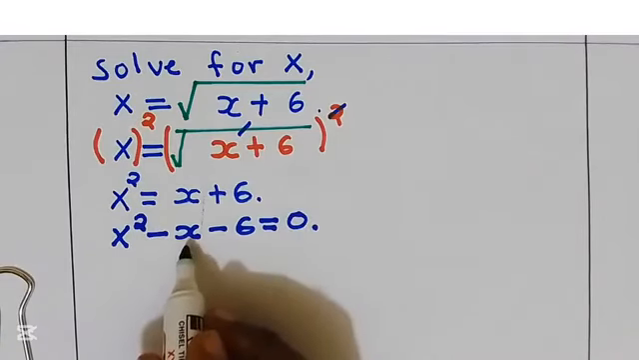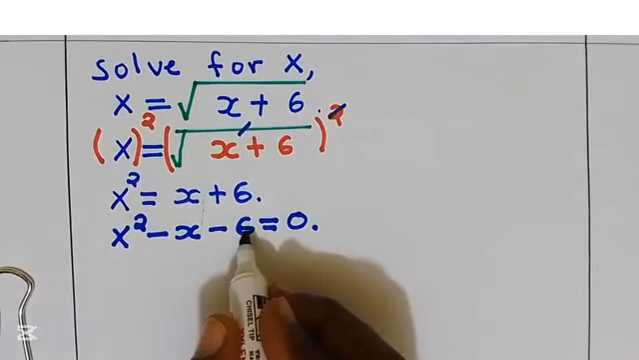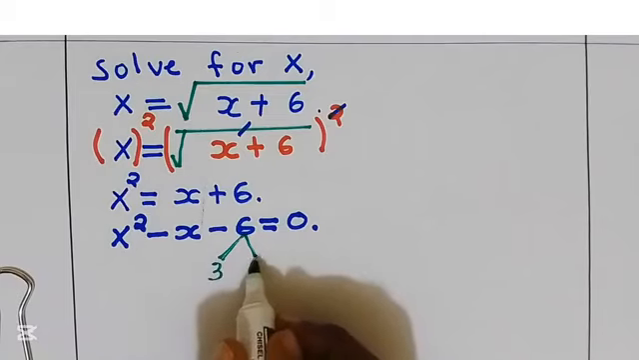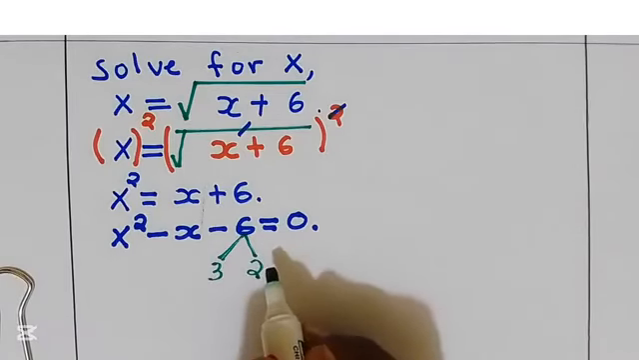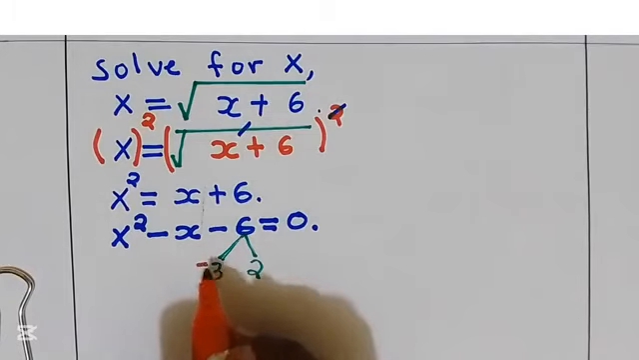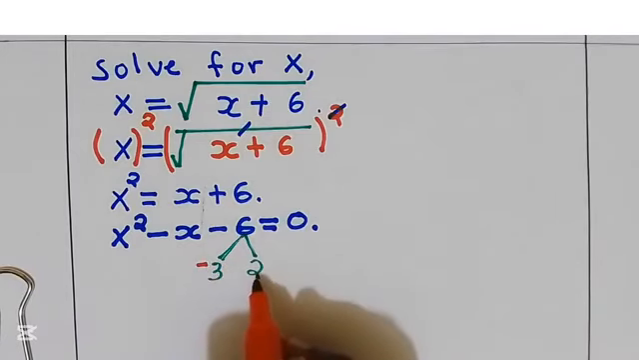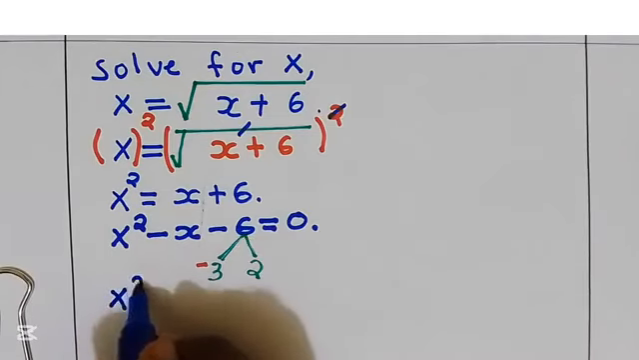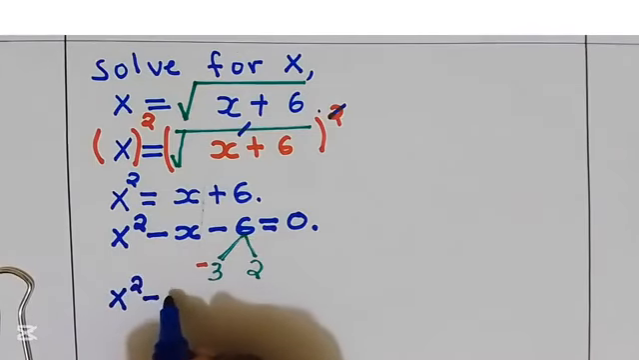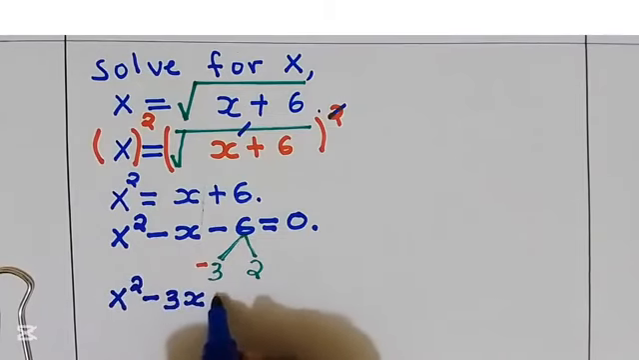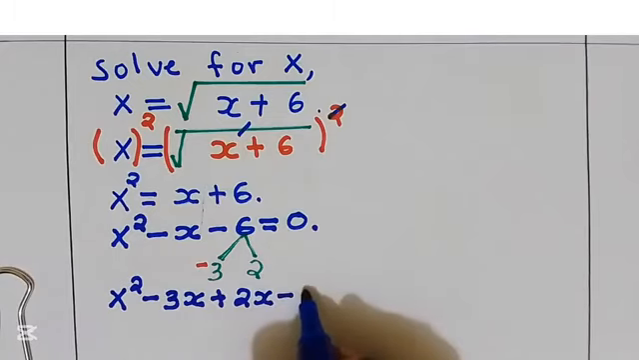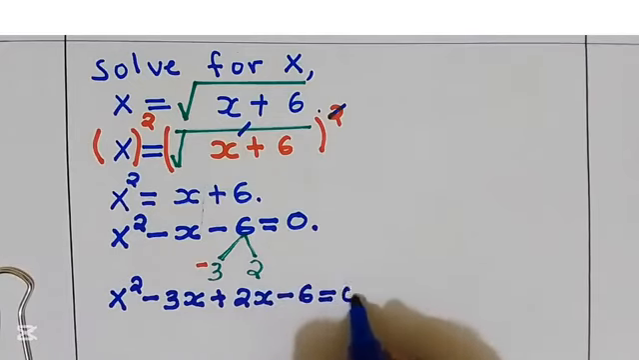I'm going to factorize by splitting the middle term. 6 is the same as 3 multiplied by 2, but 3 is going to be negative. Negative 3 multiplied by 2, we get negative 6. x squared minus 3x plus 2x minus 6, this is equal to 0.